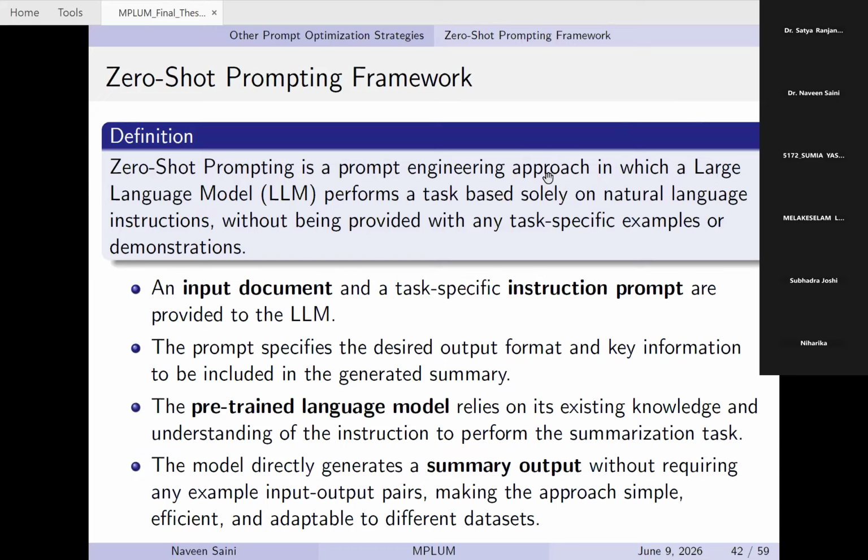So here the LLM performs a task based solely on the natural language instructions, without being provided with any task specific example or demonstration. We are not providing any task specific examples to train it. That's why it is zero shot. For example, if I want to generate a summary, I will provide an input document and ask the LLM, please generate the summary. But again, the question is on the prompt quality. That is not the scope of this zero shot prompting framework. That you can optimize using either the Plum framework or the mplum framework.